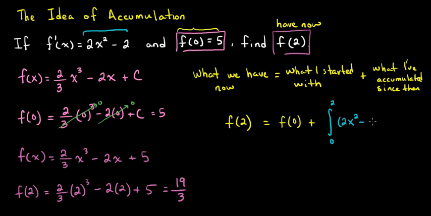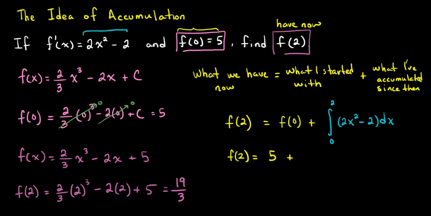2x squared minus 2 dx. And we can simply evaluate this. Let's see here, I'm going to try and squeeze all this in. f of 2 is equal to f of 0. We know what f of 0 is. f of 0 is just given by 5.